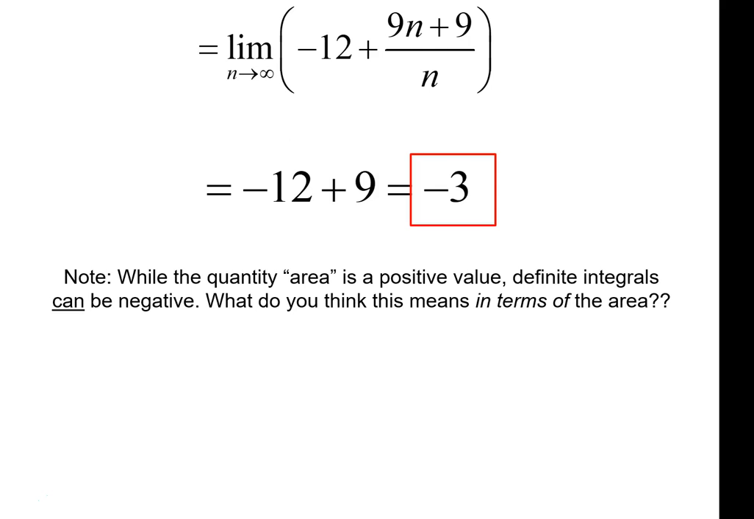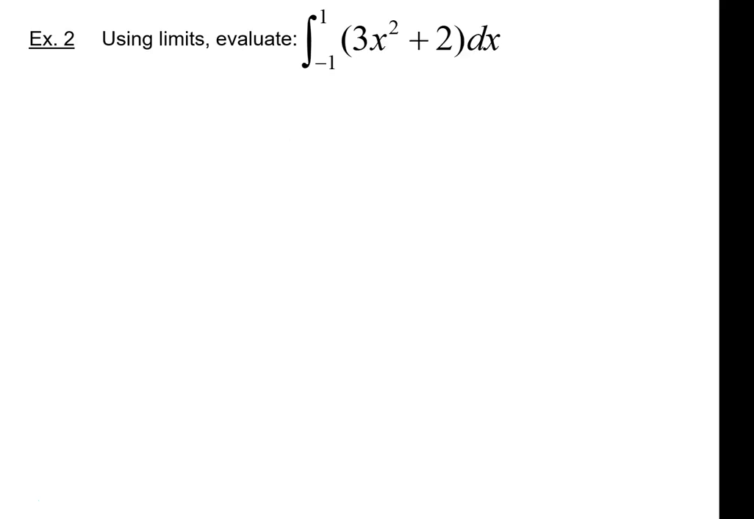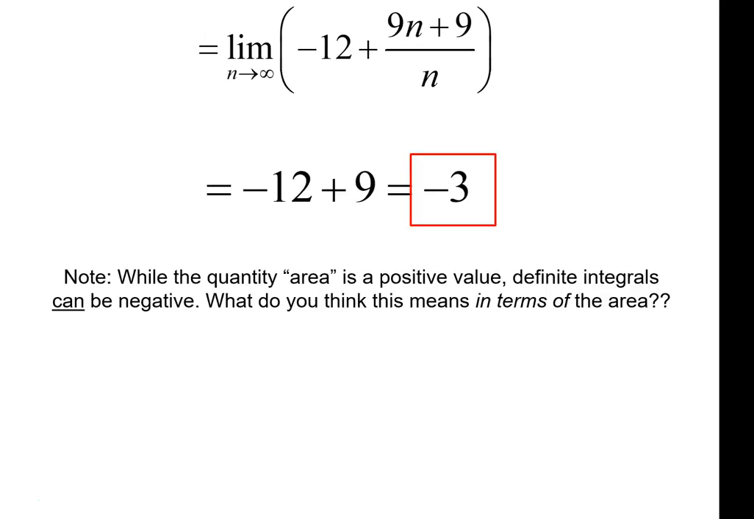Now, one thing I want you to observe is that this is negative. So if I asked you for the area under the curve over the interval, we would say it's a positive area. But in terms of integrals, we can have a negative integral. What do you think that means graphically about what's happening? So we'll talk about this a little bit more in class, but if we draw a picture, we'll see that part of the graph is under the x-axis.